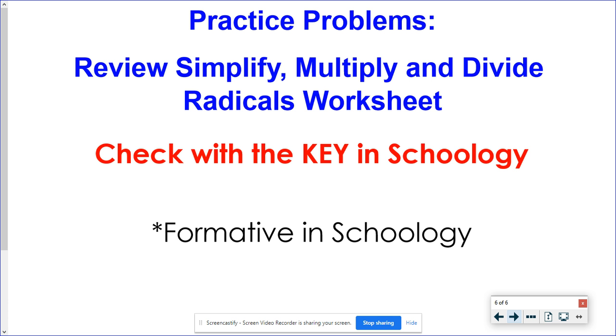So today, the worksheet that you have is simplifying, multiplying, and dividing. All of our radical stuff that we've been doing. The answer key is in Schoology, so feel free to check that. Be careful and use that the way that it's meant to be used. But remember that you might show your work a little differently and still get the same answer. When you're all done, take the formative in Schoology and let me know if you need any help.